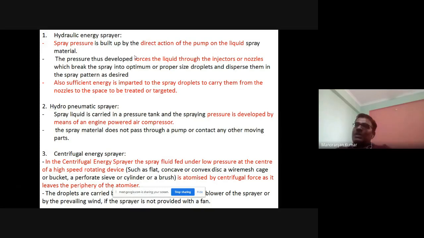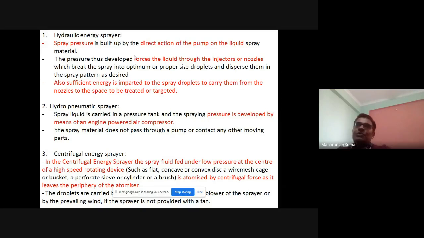Second type is hydro pneumatic sprayer. Okay, since it is related with the air pressure, in this case, the spray liquid is carried in a pressure tank, and the spraying pressure is developed by means of an engine powered air compressor. In this case, the spray material does not pass through a pump or contact any other moving part.